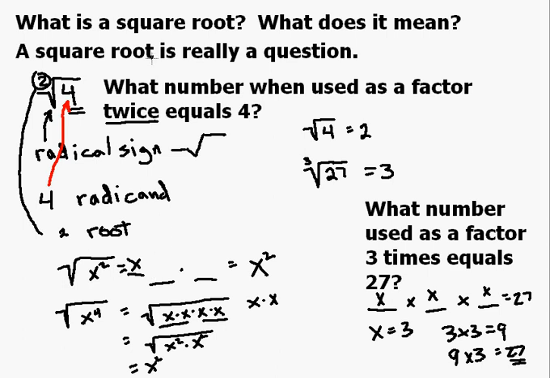So again, what is a square root? It's a question. What does it ask? It asks, what do I multiply by itself, or what do I use as a factor twice to get the thing inside the radical sign? Okay, that's the answer.